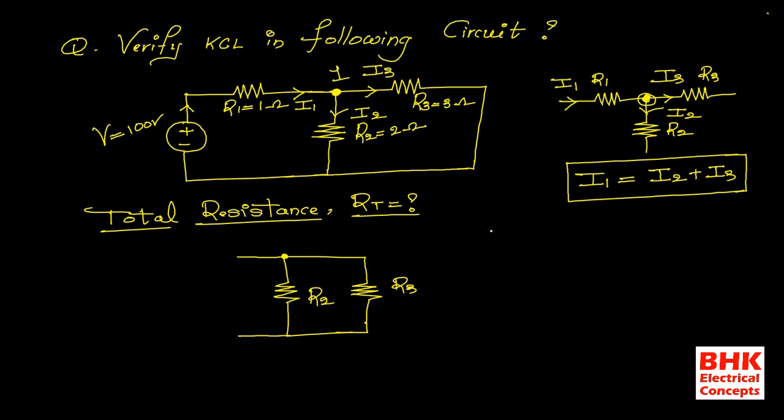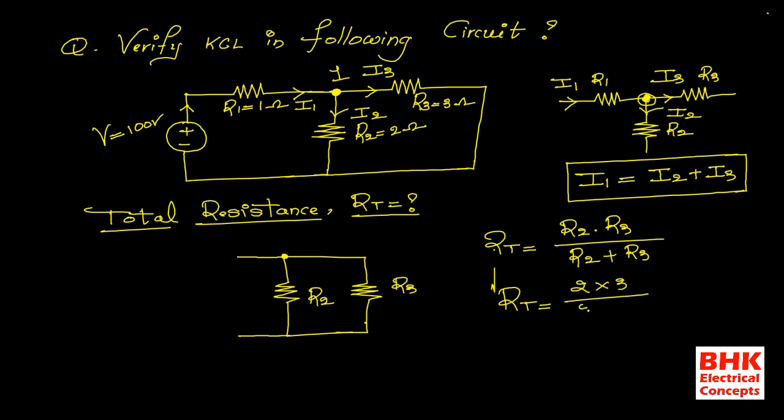So whenever we need to find the value of a parallel combination of resistances, you can directly find the total resistance of this parallel combination, that is the product of resistances divided by the addition of resistances. Now here RT is equal to, what is the value of R2? R2 is 2, R3 is 3, divided by 2 plus 3. That is 2 into 3 means 6, divided by 2 plus 3 means 5. So 6 divided by 5 means 1.2. So here RT is equal to 1.2 ohms.